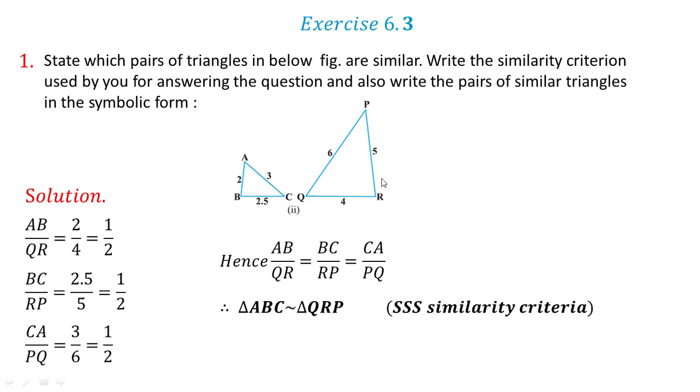Now observe carefully. Here we have lengths as 2, 3 and 2.5. Now just see which is the smallest side. 2 is the smallest side, and in this diagram which is the smallest side? This QR. Okay, here AB is smallest, 2, here QR is smallest, 4. So when we are checking the ratios, because sides are given here, we will check the ratio of the smaller side with the smaller one. So I will check AB with QR. AB with QR gives me 2 divided by 4. It is 1 divided by 2.